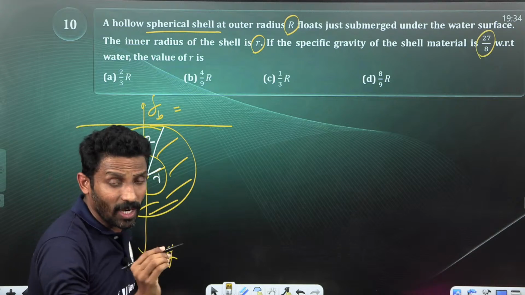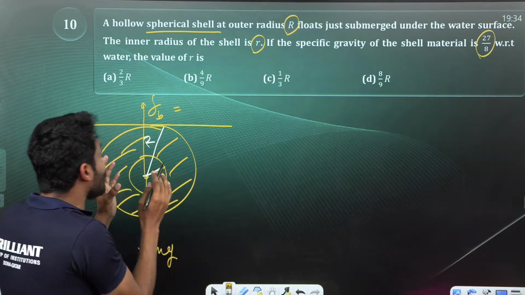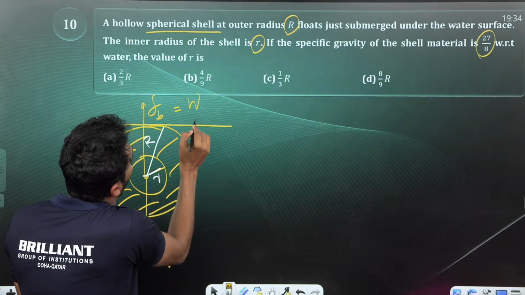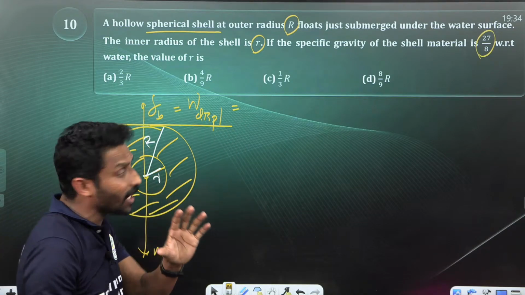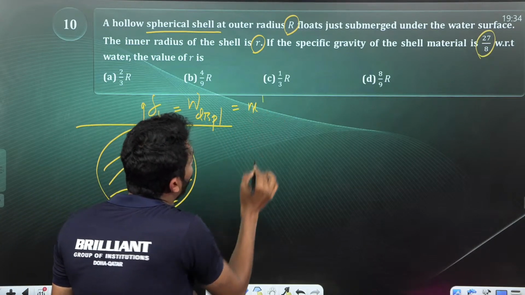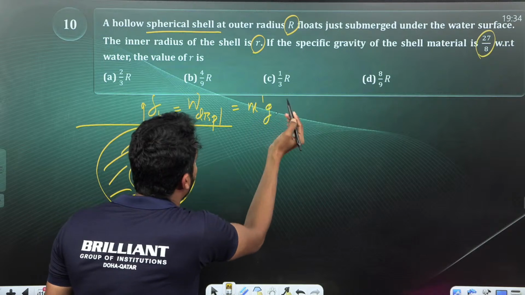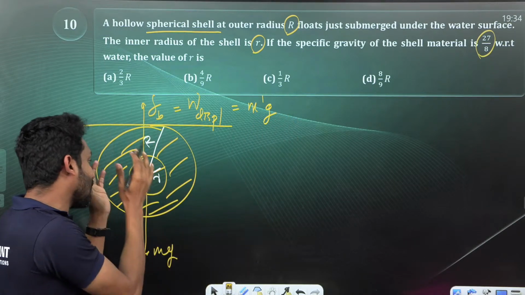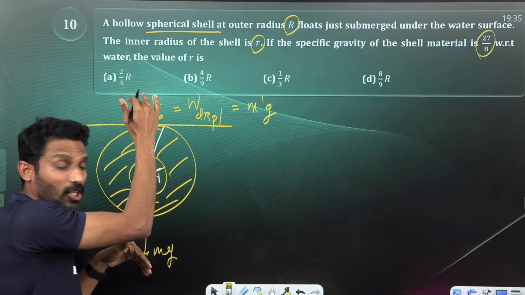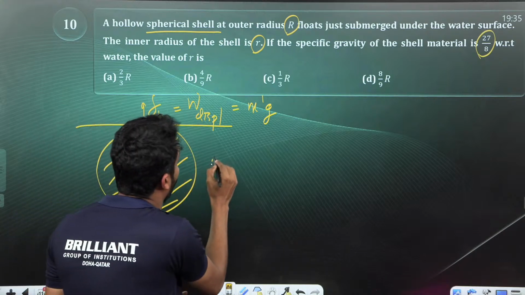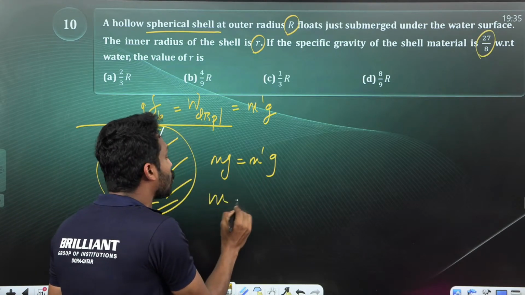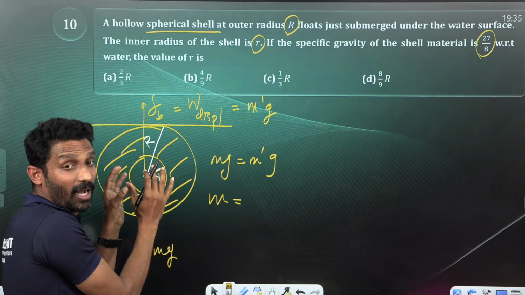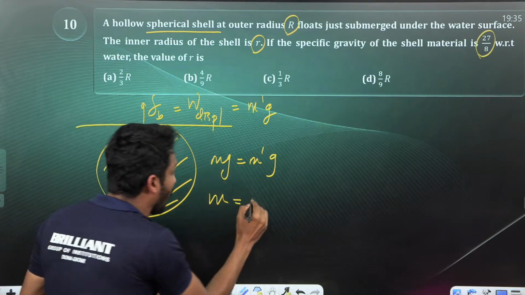Now the buoyancy is defined by Archimedes: buoyancy is equal to the weight of the displaced liquid. The weight of the displaced liquid is the mass of the displaced liquid into g. Now this is in equilibrium, which means the net force is balanced, so mg is equal to m dash g. The g cancels. The mass of this body is balanced by the mass of the displaced liquid, m dash.